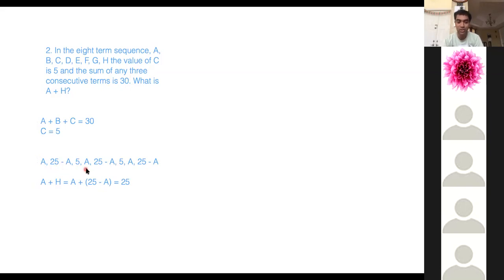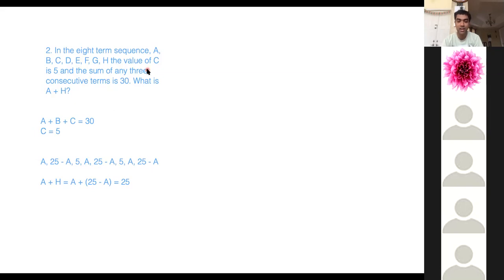Now the next 3 also need to add up to 30. So 25 minus a, 5, and then the fourth one also has to be the same as a, so that these 3 add up to 30. And similarly, the pattern will repeat. The next one would be 25 minus a. The 25 minus a plus 5 would be 30. The next one would be 5. 5 plus 25 minus a plus a would be 30, and so on.